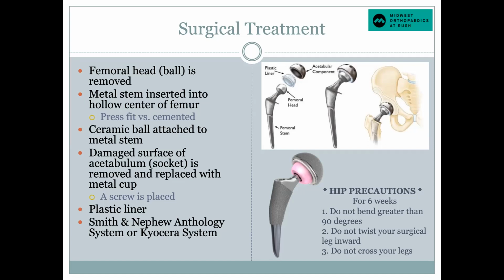The most important part for the total hip recovery would be the hip precautions, which include not bending greater than 90 degrees, not twisting the surgical leg inward, and not crossing the legs. These precautions are in place for 6 weeks while the bone heals into the implant.